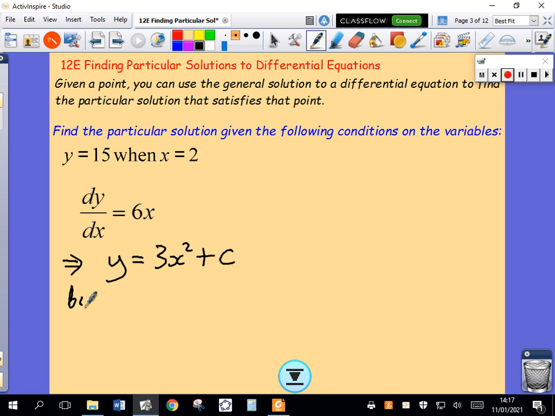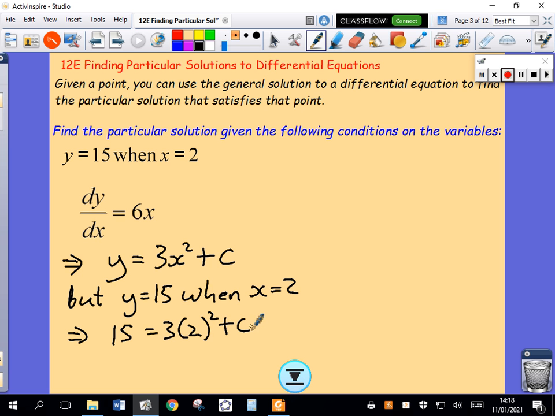But in this case, we're given a condition on the variable, and the condition is that y has to equal 15 when x is equal to 2. So we know that y is equal to 3x squared plus c, and we know that y has to equal 15 when x equals 2. So using substitution, substituting 15 in for y and 2 in for x, we can deduce that 15 must equal 3 times 2 squared plus c. In this particular case, 15 has to equal 12 plus c. So solving for c, you'll see that c has to equal 3.